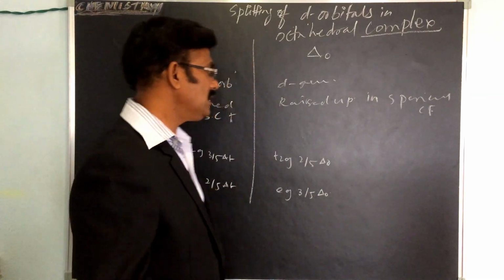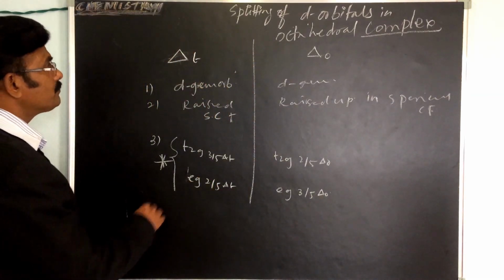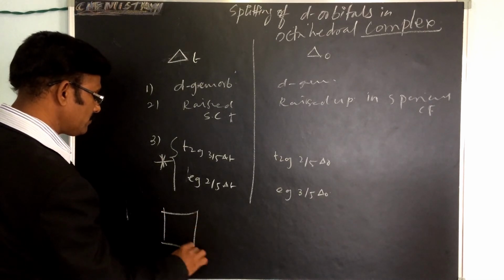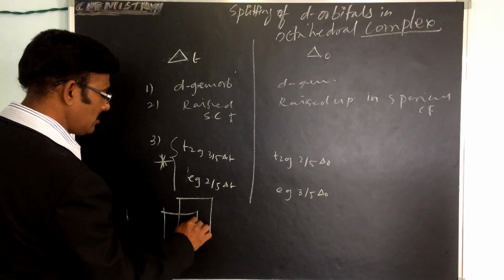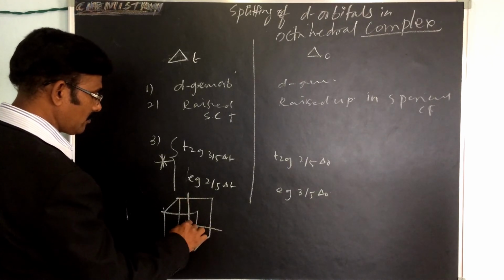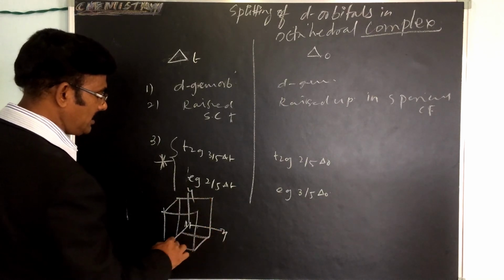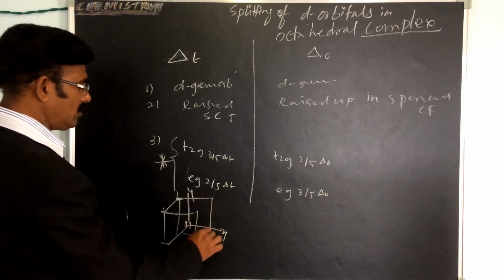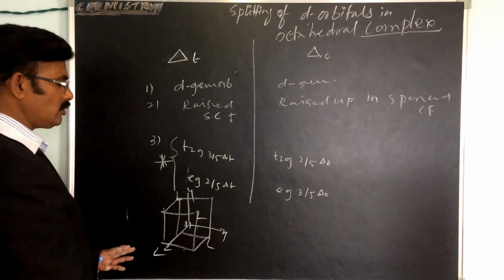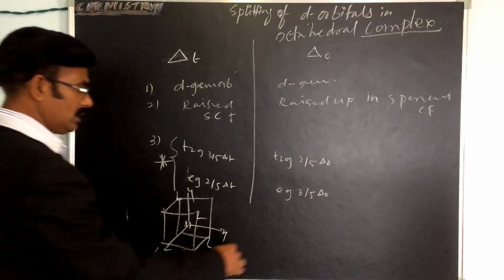One is octahedral, and the tetrahedral structure is a cube-shaped structure. With the central metal atom and the x, y, z axes, the ligands approach at alternate corners.